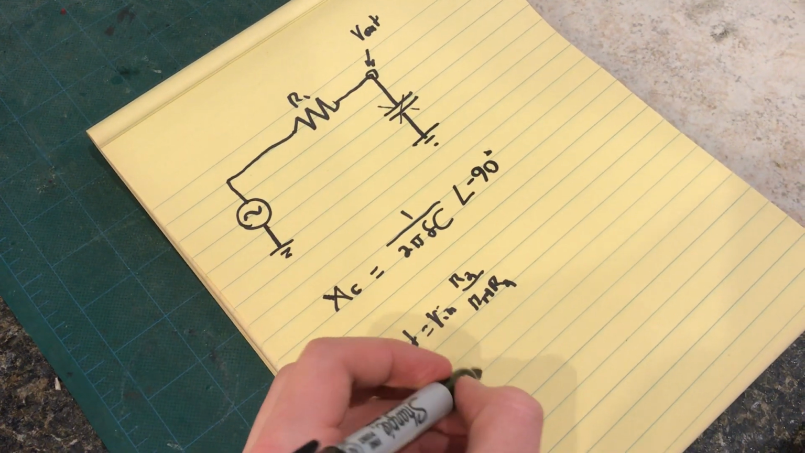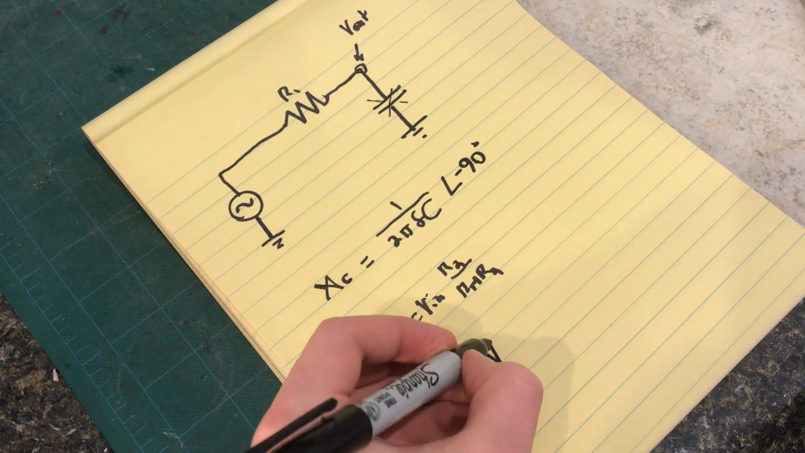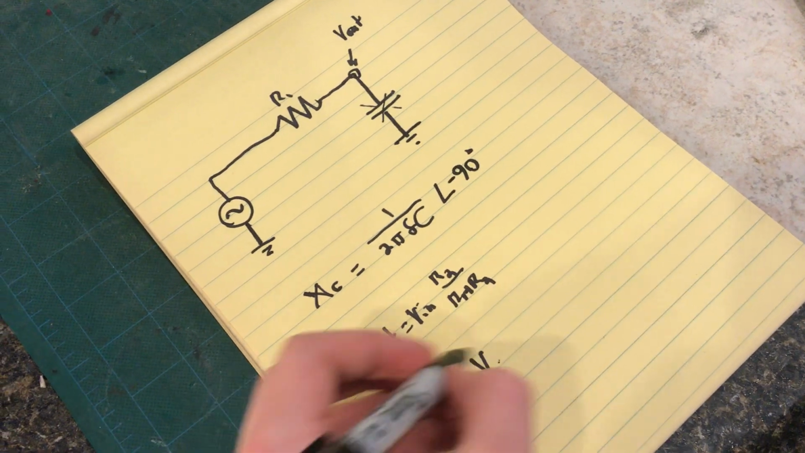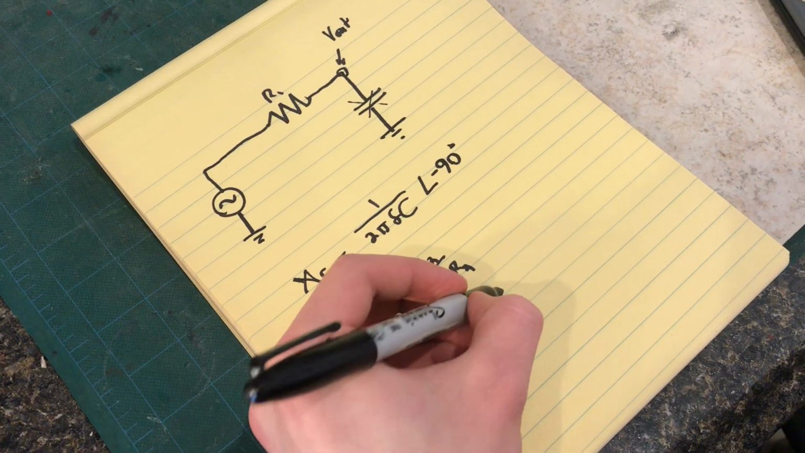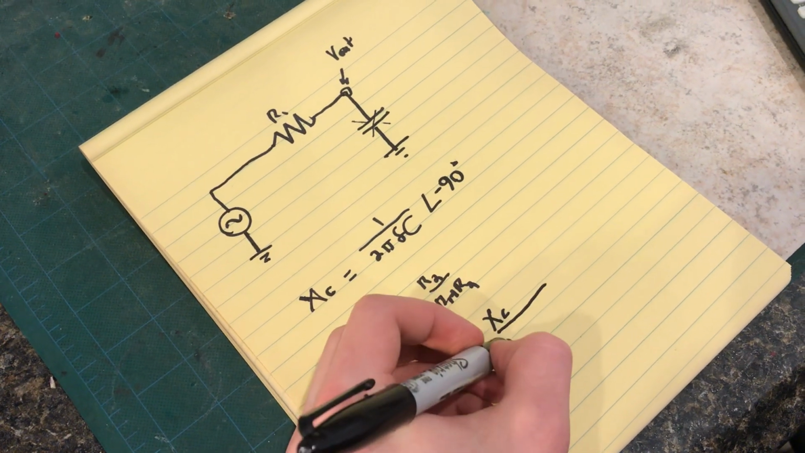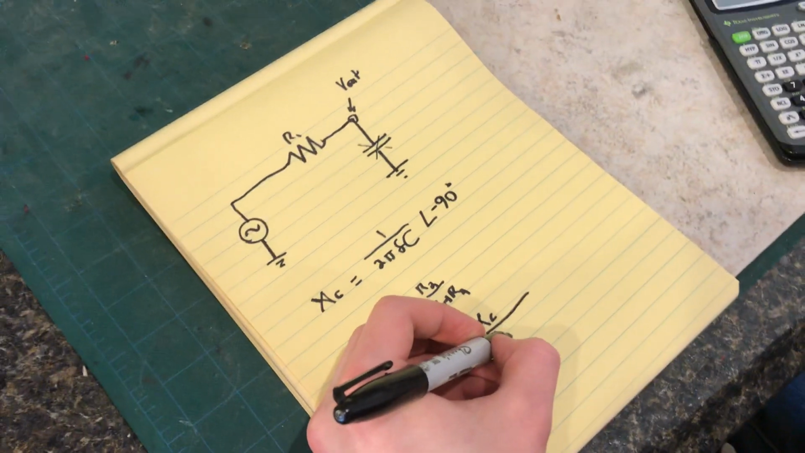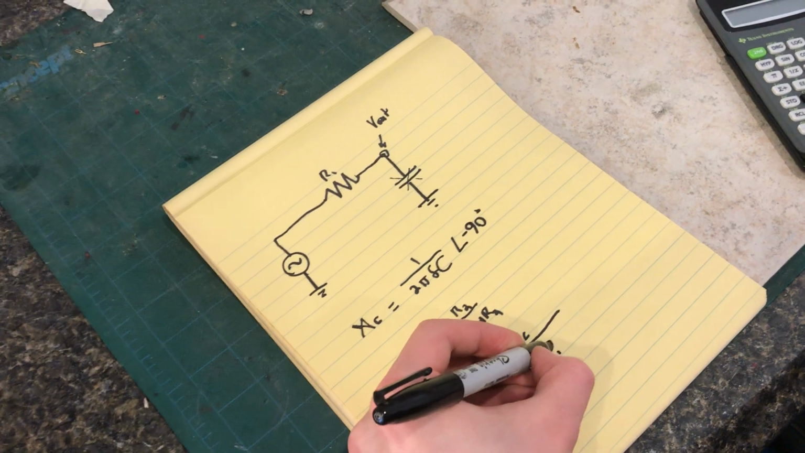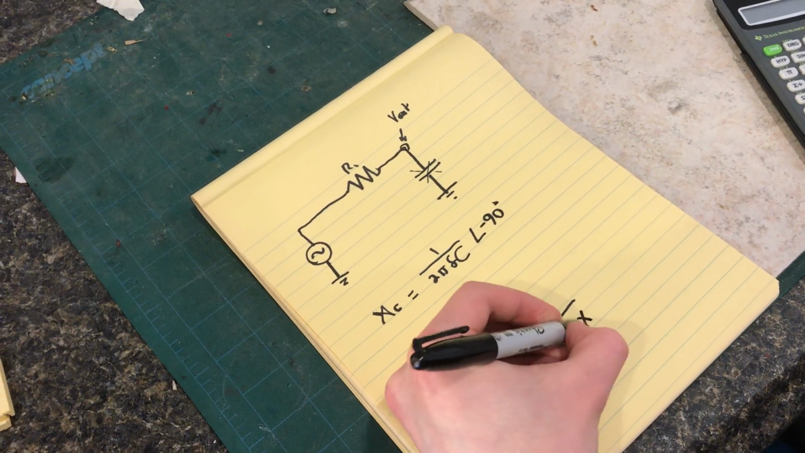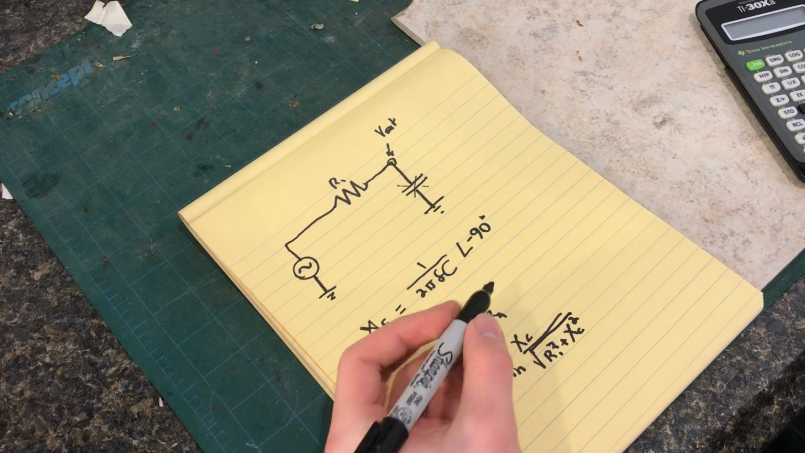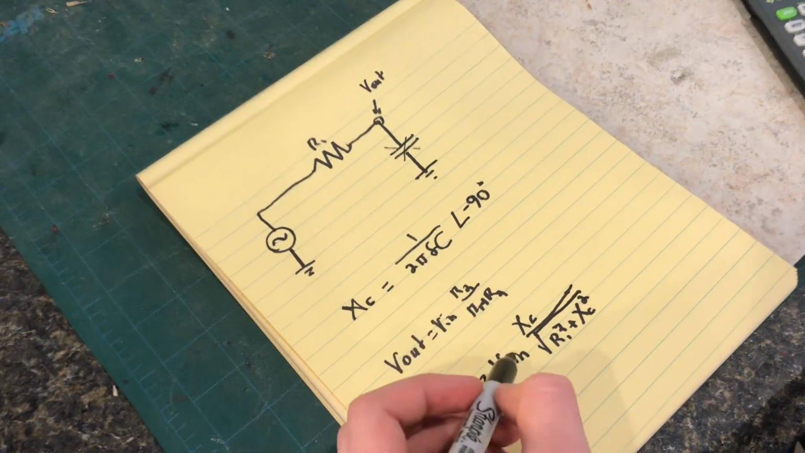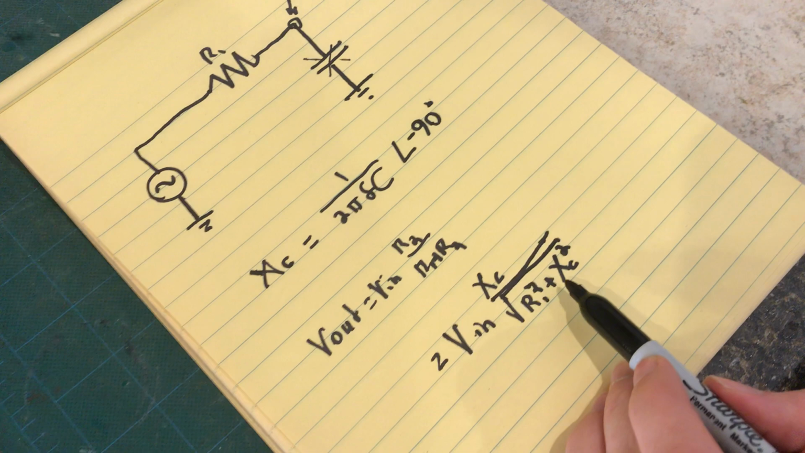And we have to add it a little bit differently. It comes out almost the same. V out is equal to V in times, instead of R2, it'll be X of C divided by the vector sum of R1 squared plus X of C squared. And that will be our output voltage.